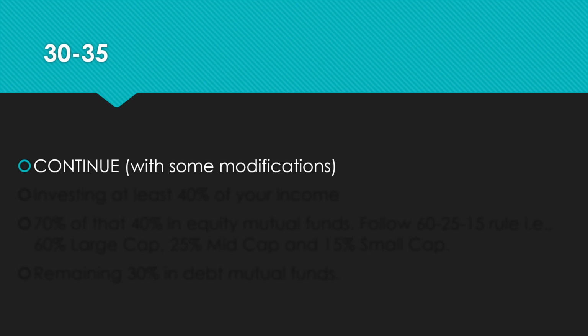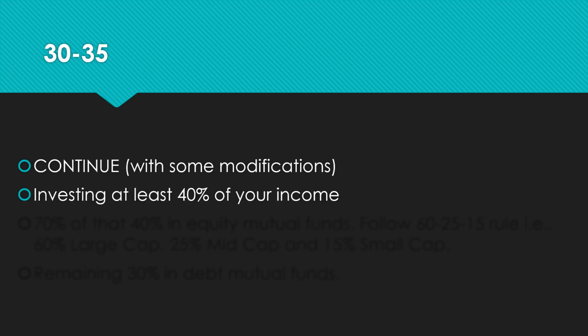So, continue the investments with some modifications. We need to invest at least 40% of your income now. Until 30, it is 30% of your income. Between 30 and 35, it has to be 40% of your income at least.